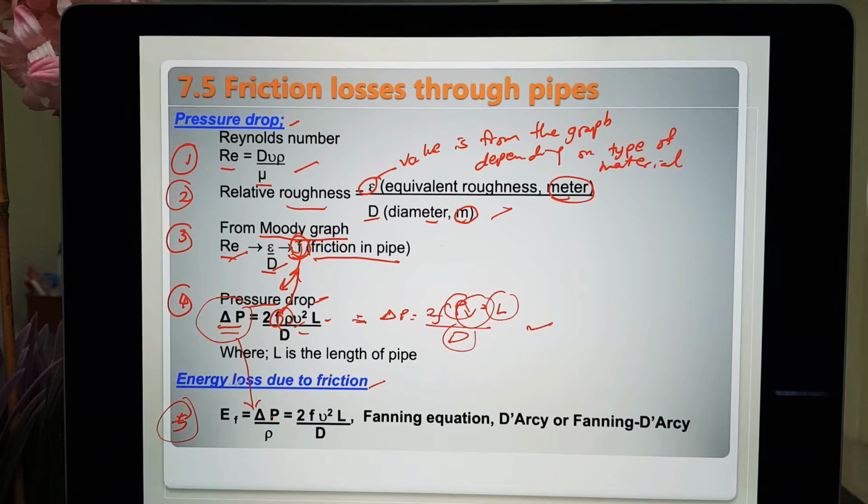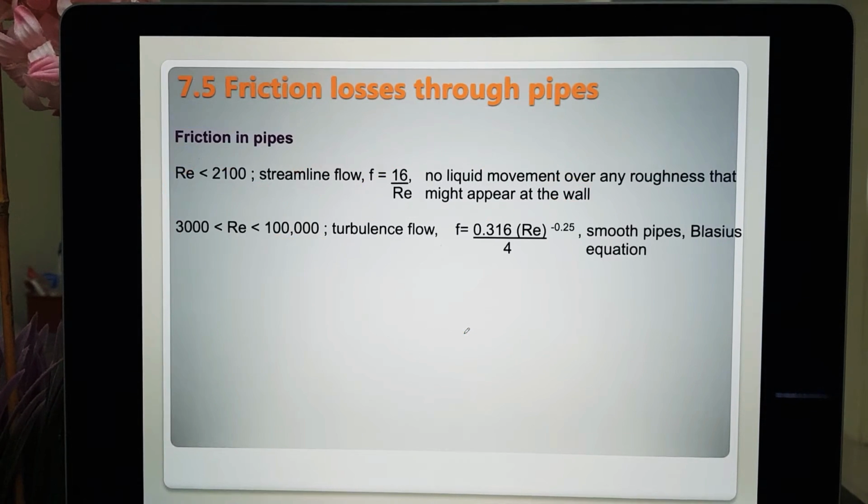And in order to calculate the energy loss, I recommend you just remember this equation, EF equals delta P over rho. Because you have calculated delta P from step number 4, why do you need to memorize another equation for calculation of energy loss when you can simplify by using delta P over rho? Alright, so now we move on to the problem statement.